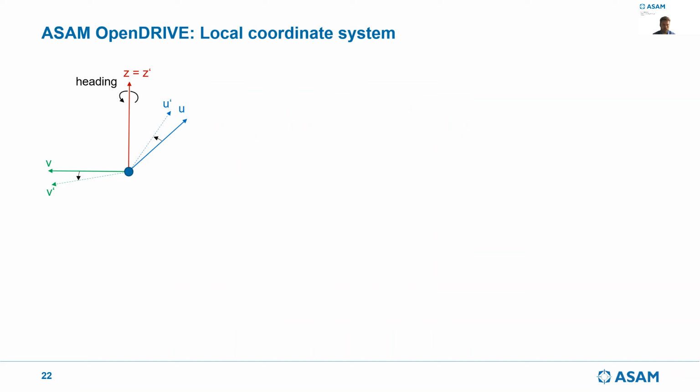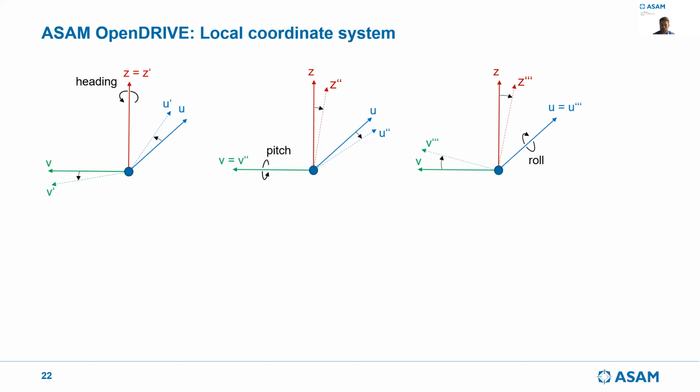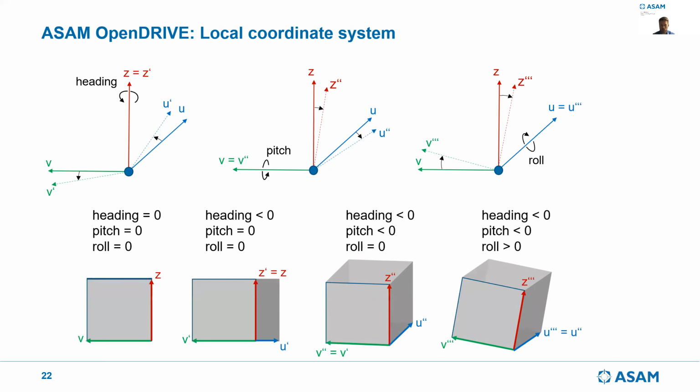Then we have a u, v, and z coordinate system here, and that has the heading and also u and v, and heading turns around the z-axis, same with the inertial coordinate system. We have pitch for the local coordinate system that goes around the v-axis, and then we have roll that goes around the u-axis. So pretty similar to the inertial, just that u and v and x and y are different names. And of course, applying that to our already known cube, that will look like this.